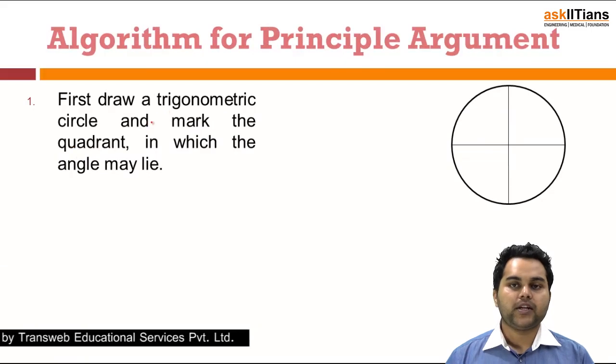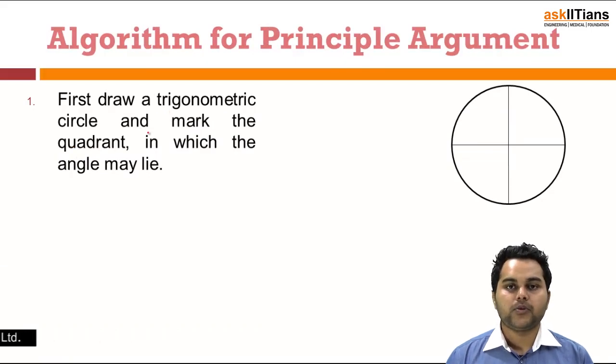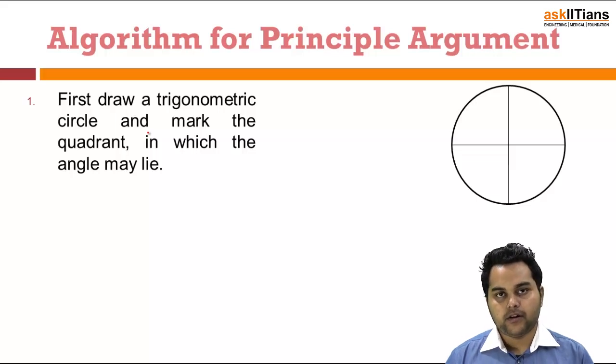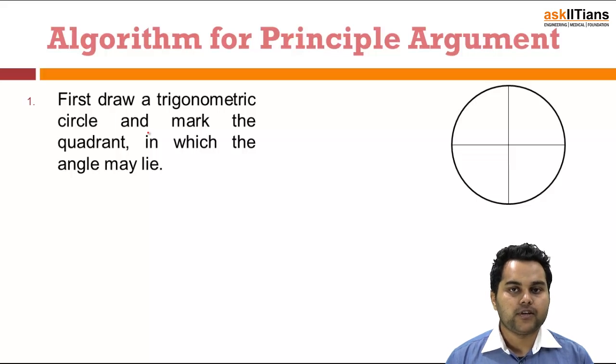Now, algorithm for finding the principal argument. Principal argument is basically the principal solution or the value of the angle that shall be less than 180 degrees or pi, and that shall lie in the first rotation itself, in the first circle itself. So algorithm is, first draw the trigonometric circle and mark the quadrants in which the angle may lie. So that will be according to the equation that we have or the question that we will be dealing with. So I have drawn the circle already.